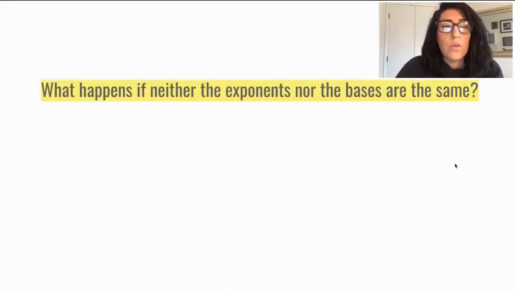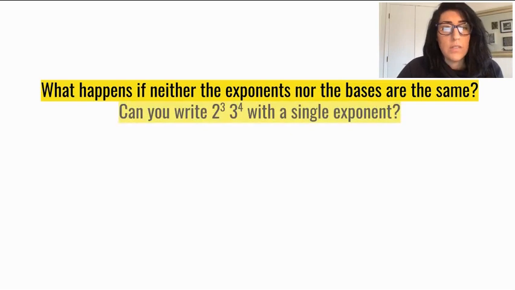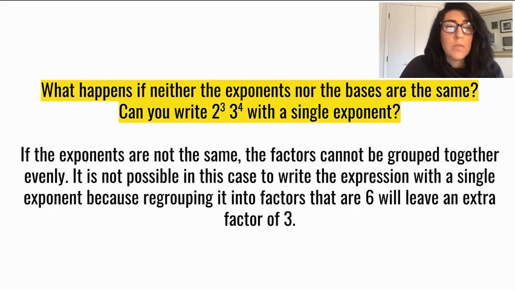So what happens if neither the exponents nor the bases are the same? Can you write 2 to the third times 3 to the fourth with a single exponent? If the exponents are not the same, the factors cannot be grouped together evenly. It is not possible in this case to write the expression with a single exponent because regrouping it into factors that are 6 will leave an extra factor of 3.